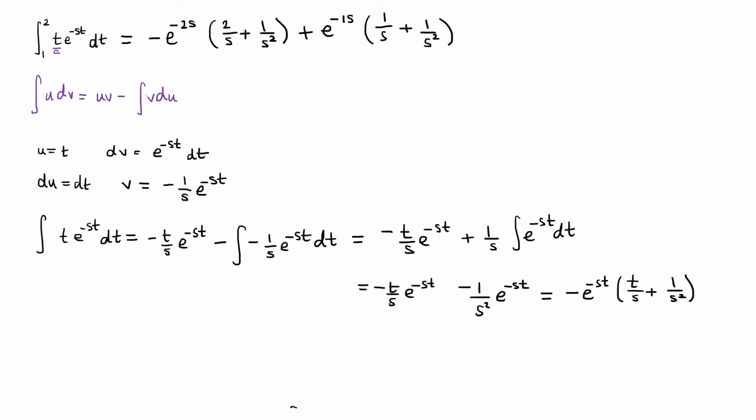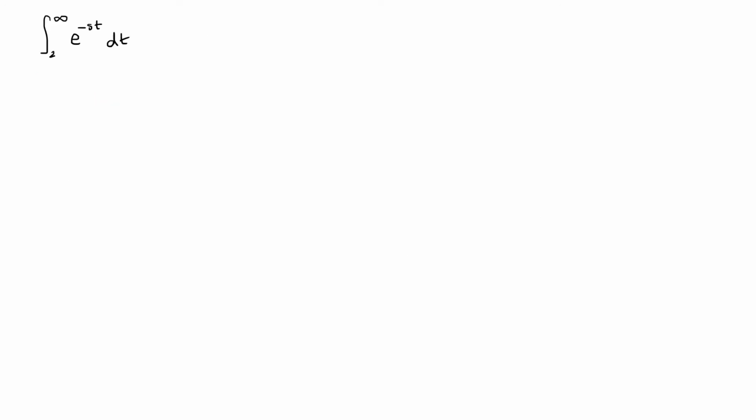Great, let's try the next integral. Okay, so next we have this improper integral to do. We're integrating from 2 to infinity e to the negative st dt. So integrating with respect to t. So let us rewrite this as a limit. We've got the limit as t goes to infinity of the integral from 2 to t of e to the negative st dt. We are going to find the antiderivative.